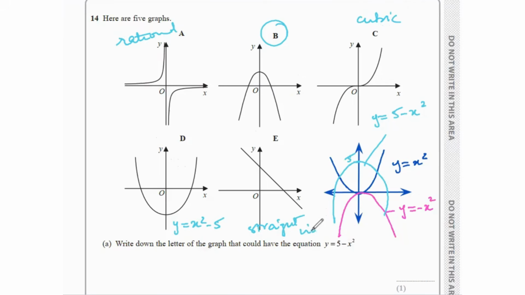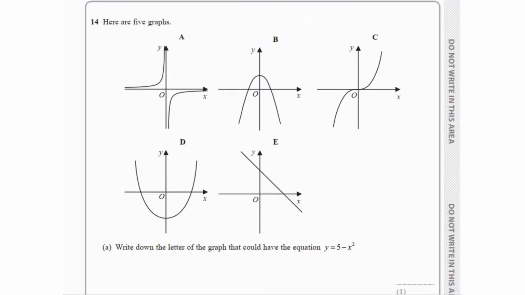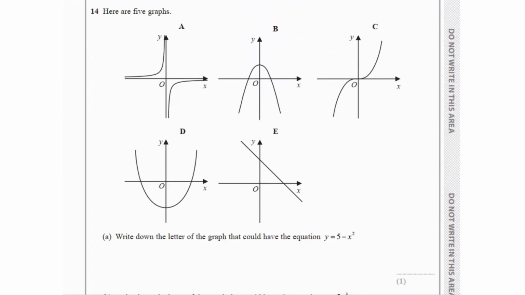So for these types of questions, to avoid losing marks, remember the transformations because they've given you the equation over here. Just start with the parent function, which is y equals x squared, transform it step by step, and you will reach your answer. So that's B. Then write down the letter of the graph that could have the equation y equals 2x cubed. I already told you C is the cubic curve, so for this, it's going to be C. That's your y equals 2x cubed.